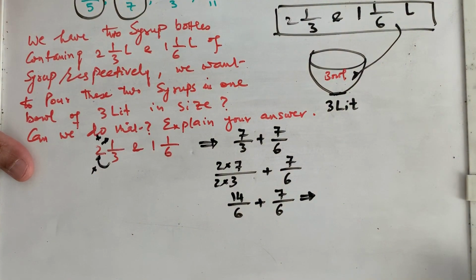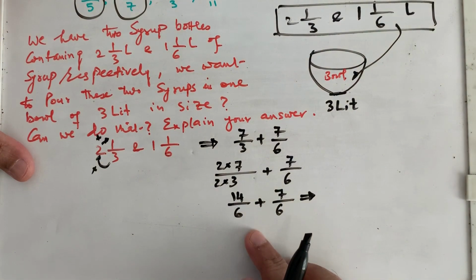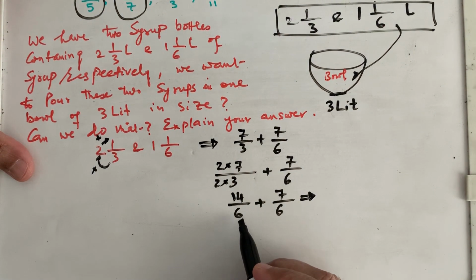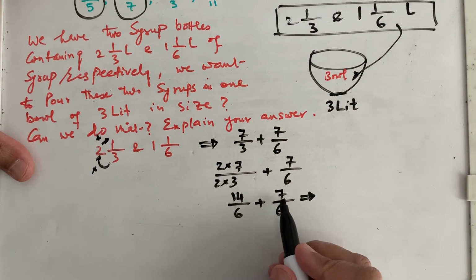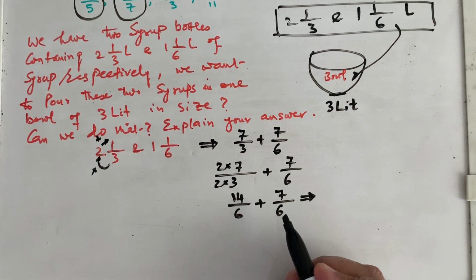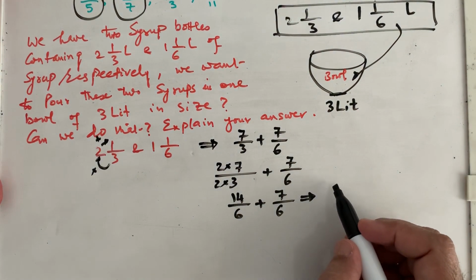They both have got 6 in their denominator, right? We can add them now. The numerators can be added. If the denominator is the same, we can add the numerator. So we add 14 plus 7. 14 plus 7 is 21, right?